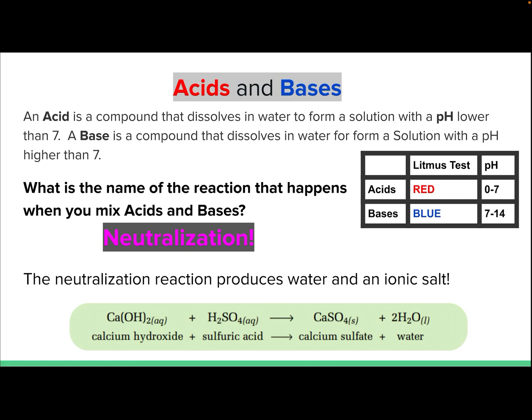And the neutralization reaction will produce, if you can see in that little diagram there, water and an ionic salt. We're not talking table salt, we're talking an ionic salt. An ionic salt has a metal ion and a non-metal ion. So that's produced from that acid-base neutralization reaction.